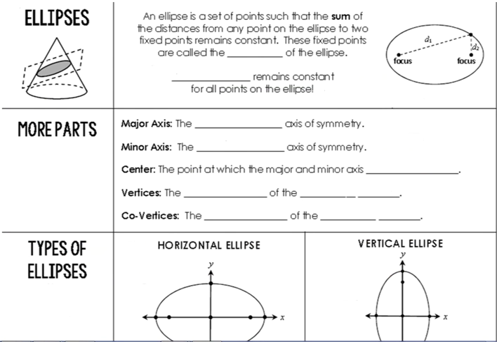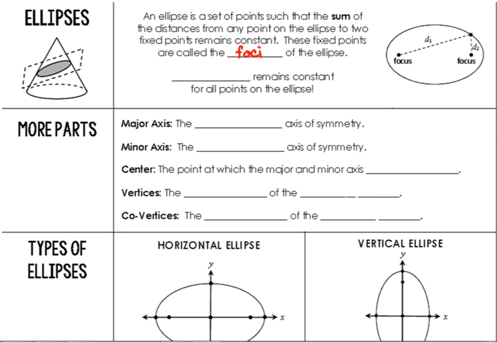All right, let's look at the back of that page and let's fill in some of this information. The technical definition of an ellipse is it is a set of points such that the sum of the distances from any point on the ellipse to two fixed points remains constant. These fixed points are called the foci. That's the plural of focus. They're not focuses, they're foci.